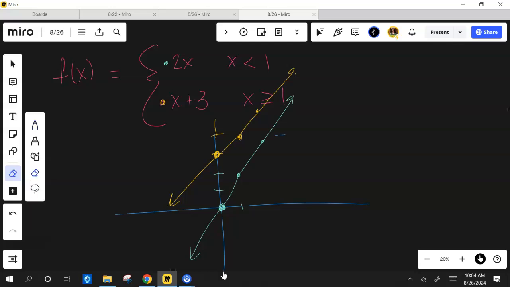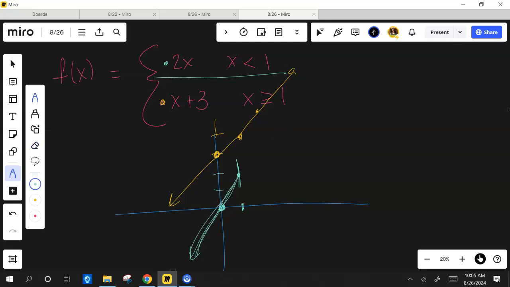Here's why I call it the eraser method. Now I'm going to look at these restrictions that I have. For the green one first, it says that that's the line, but only when x is smaller than 1. Well, here's where x is 1, so this is my cutoff. If I want it when x is smaller, do I need to erase the top part or the bottom part of the line? The top part, because this is where x gets bigger. So this says I only want this part of the line, when x is smaller than 1.